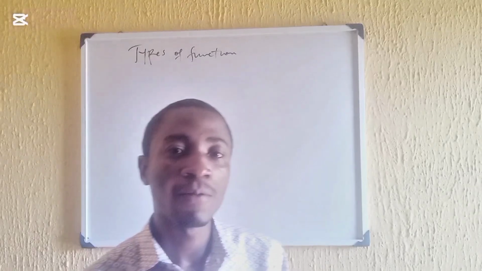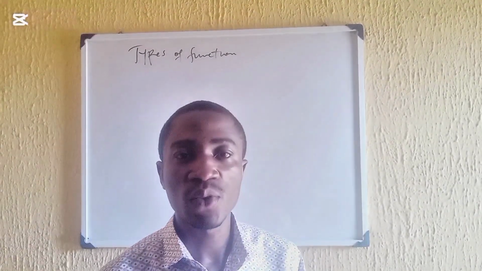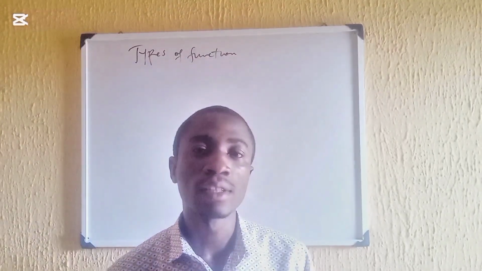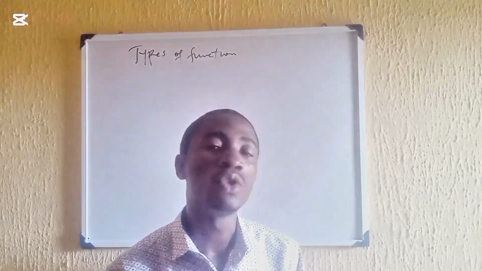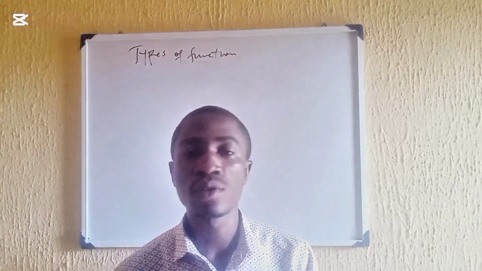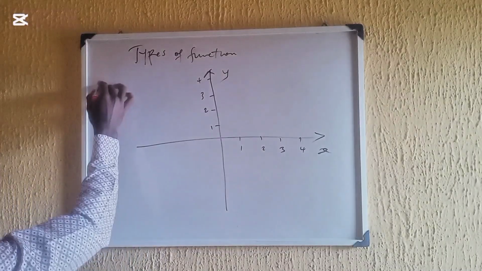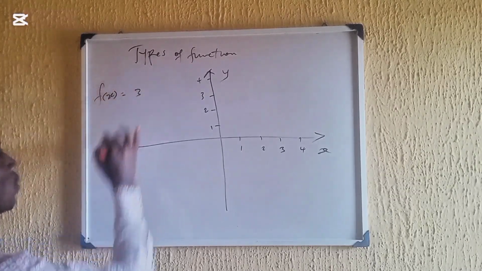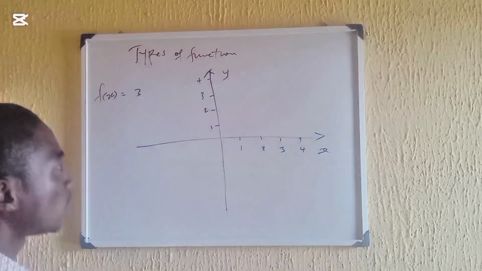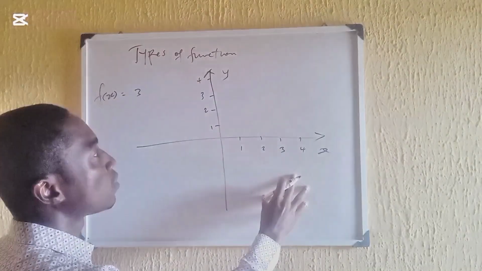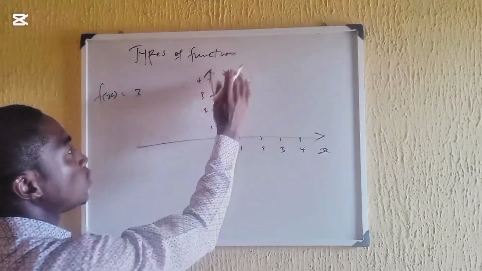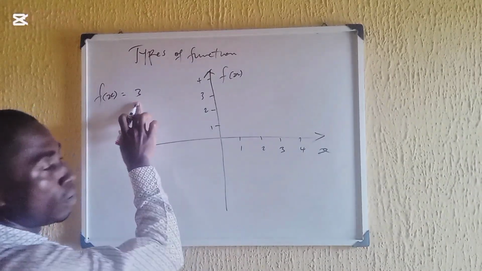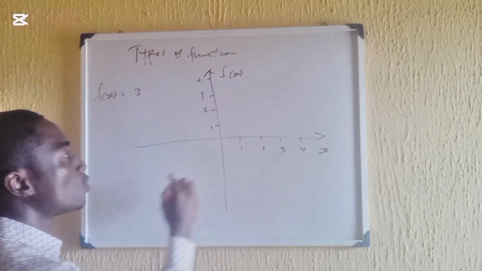There are different types of function, and the first one is the constant function. It is a function that assigns the same value to all the values in the function's domain. Now, if we say that f of x is equal to 3, what this means is that for every value of x, f of x, which is the same thing as y, will be 3. So let's begin to plot.